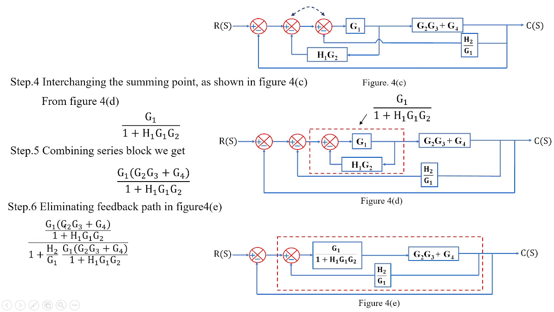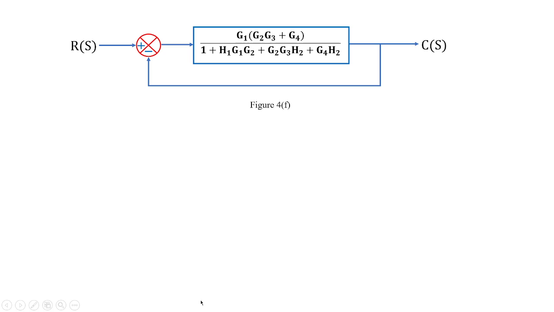Taking this one as the upper numerator G and the denominator H value as H2 by G1, and again G value as G1 of (G2 G3 plus G4) divided by 1 plus H1 G1 G2. So this is the replacement of this entire block. This reduction will give you the result as G1 of (G2 G3 plus G4) divided by 1 plus H1 G1 G2 plus G2 G3 H2 plus G4 H2. Fine. Now this is the final block before unity feedback that we got here.